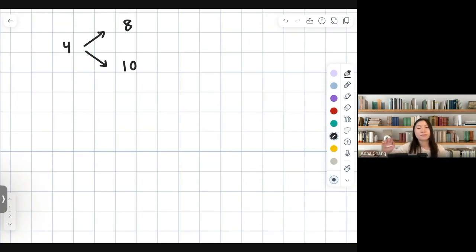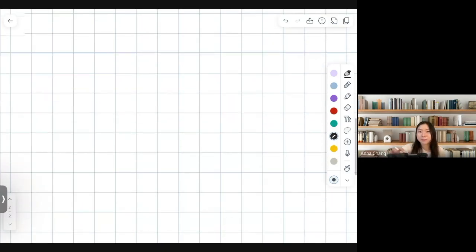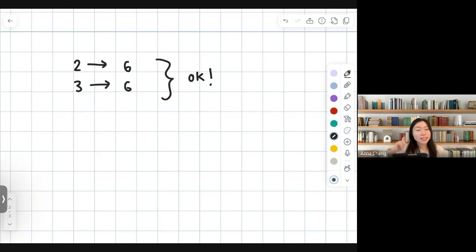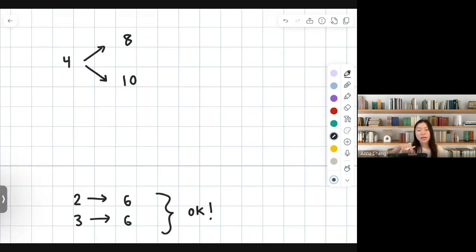Otherwise, it's not. One very common misconception is believing that different inputs cannot have the same output, which sounds really confusing, but it's actually okay. Let me give you an example. If a function assigns 2 to 6 and 3 to 6, this is perfectly okay. This is because each input still has only one output. Our example earlier was when we had one input giving different outputs.